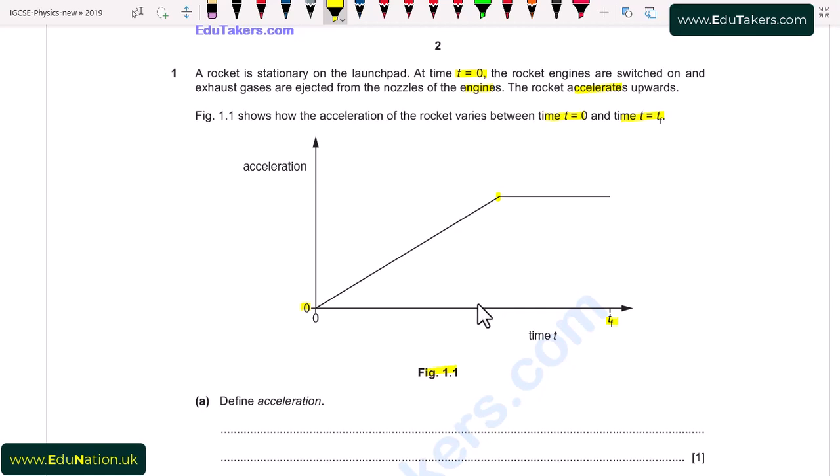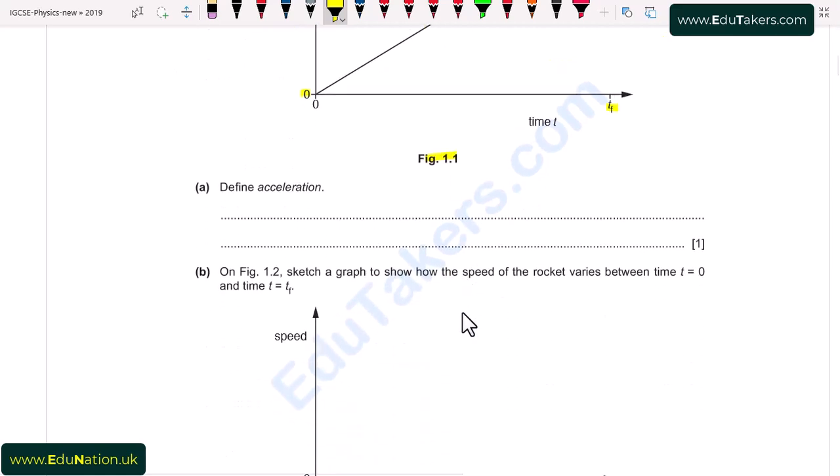So part A, define acceleration. Acceleration is the gradient of a speed-time graph, or we can define acceleration as the rate of change of velocity of a body. So I write here: acceleration a is equal to change in velocity v over time. So we can simply say that the rate of change of velocity of a body is acceleration.